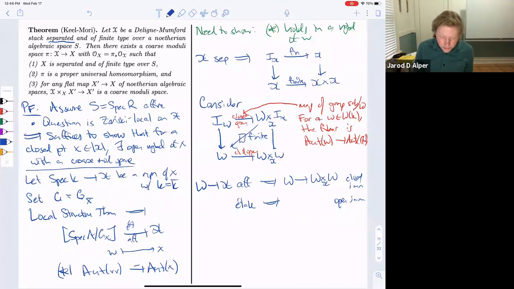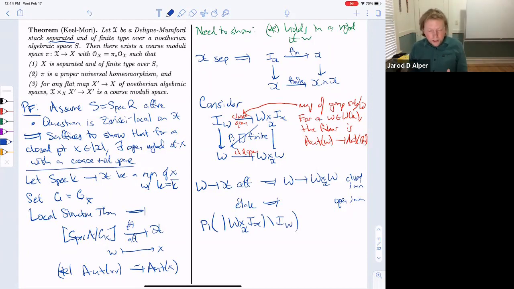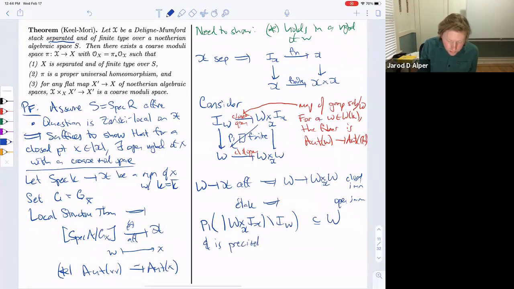In particular, it's closed. And so if we take this projection P1, take the image of the complement, this is a closed subset. And because the inertia was finite over X, this map is finite, and so this is a closed subset of W. And it's precisely where the map W to X is not stabilizer preserving.